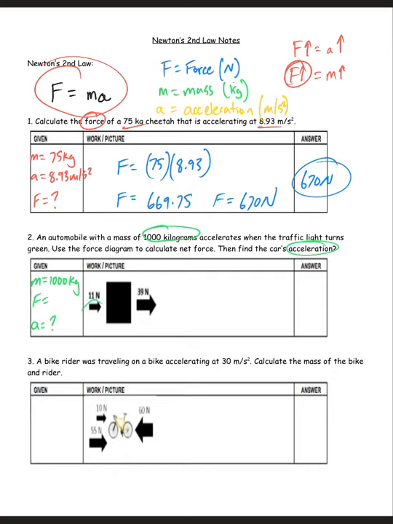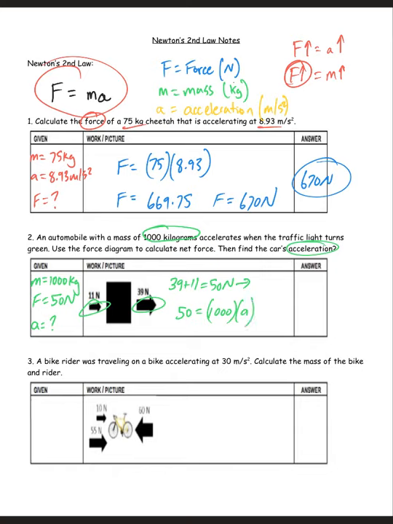And we have two arrows going in the same direction, meaning we're going to add them together. So 39 plus 11 is going to give us 50 newtons to the right, since they are both going in the same direction. And so I'm going to plug in 50 newtons for my F, and then I can plug those variables into our formula. So F equals ma: 50 is F, equals M, which is 1,000, times A.